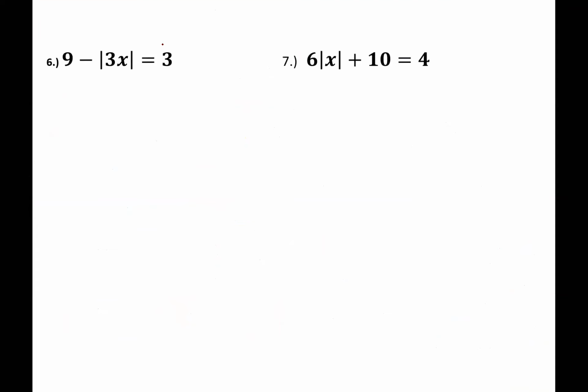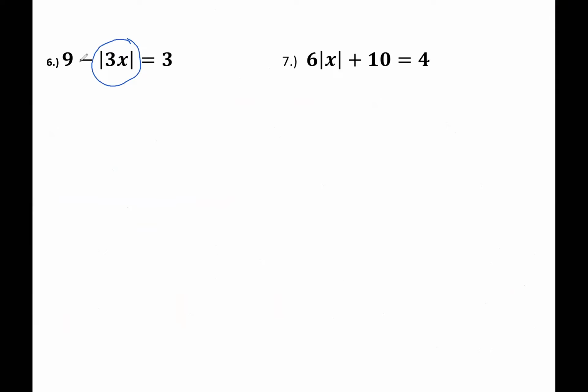All right. So we have a few more here. These will also require us to isolate the absolute value. So let's start with number 6. Okay, so right here, the absolute value of 3x is what we want to isolate.